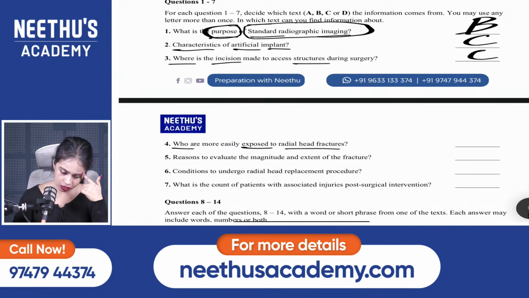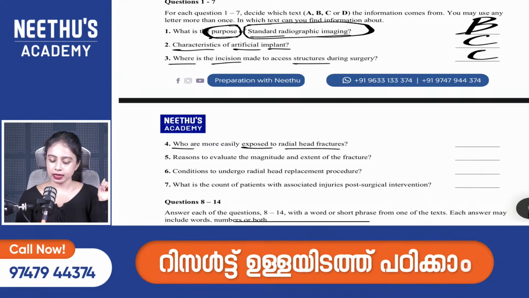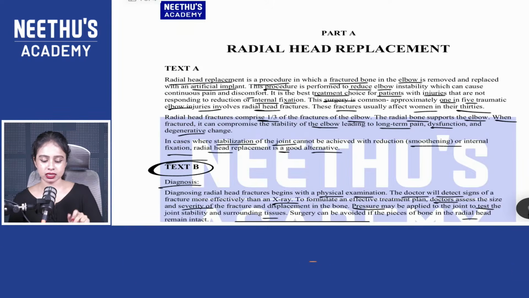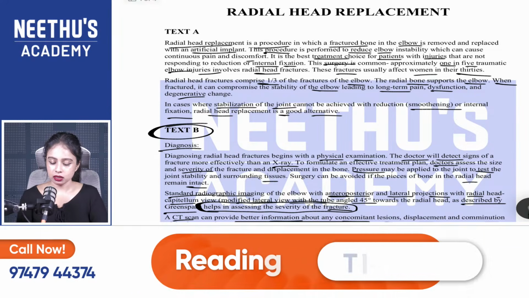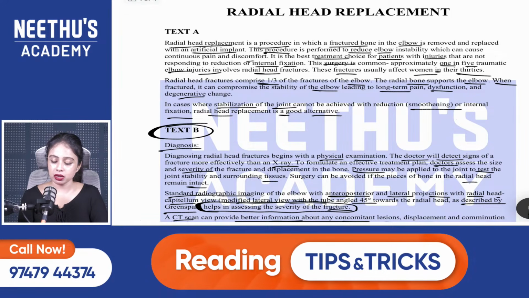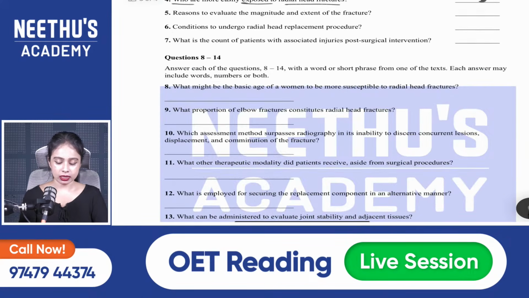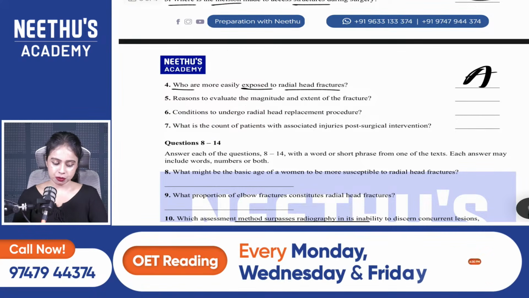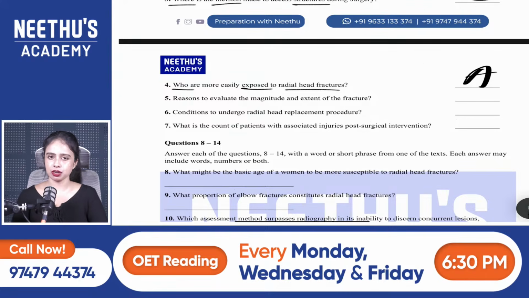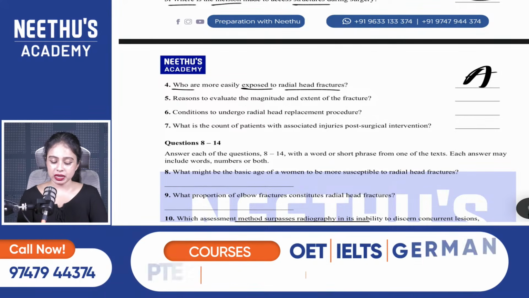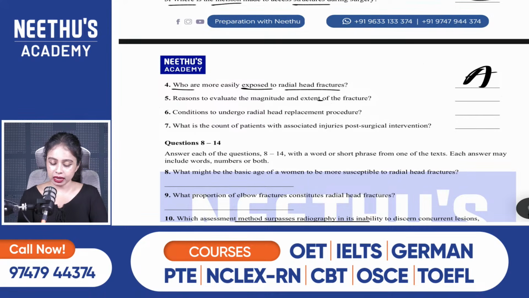Where is it mentioned? Yes, very good, Akila. Again, you scored. Answer is mentioned in text A. Very clearly here, these fractures commonly affect women in their 30s, usually affect. See? Answer is mentioned in A. Yes, Bina, LV, Shelma. Very good. Answer is A. Fifth one, reasons to evaluate the magnitude and extent of the fracture.